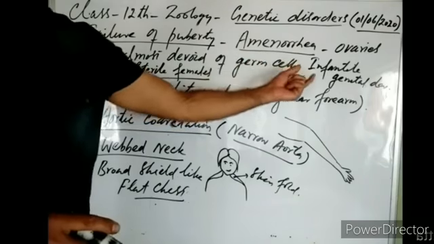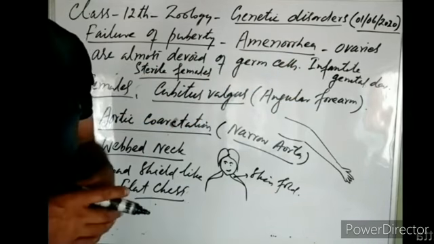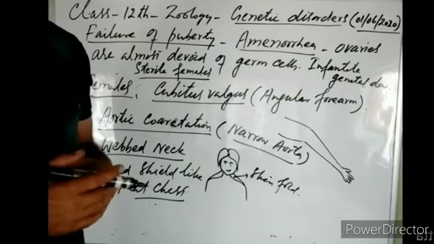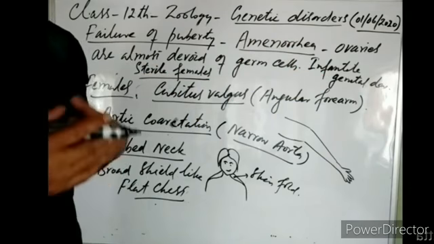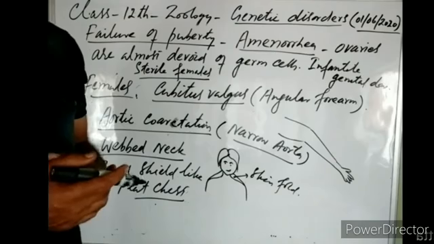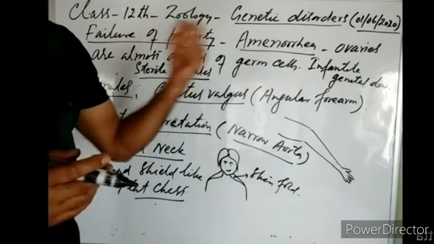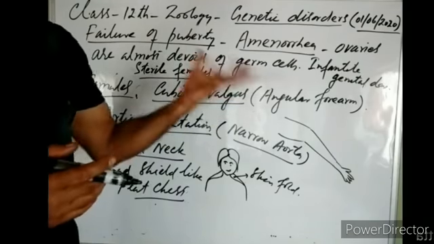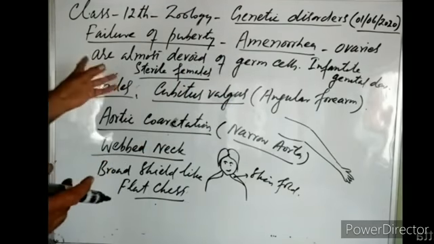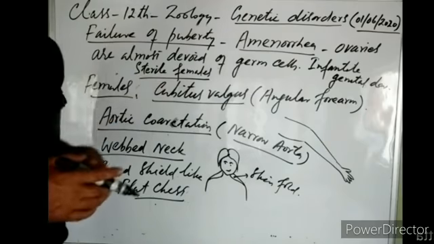And they also show infantile genital development. Their genital organs do not develop. Their external genitalia remain in the infantile stage. So they are like infants, right? So these are the problems associated with Turner's syndrome.